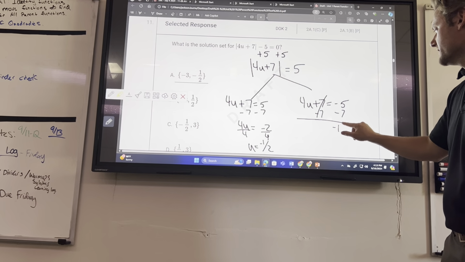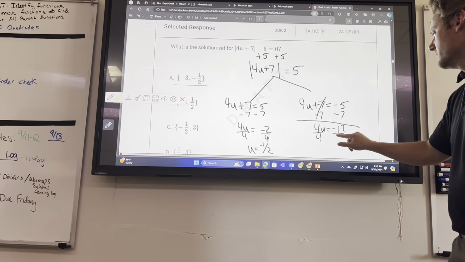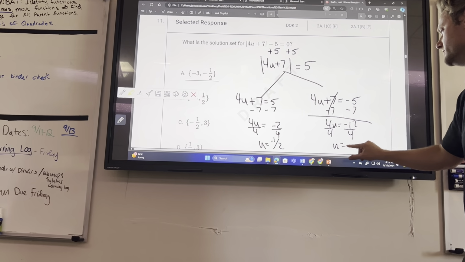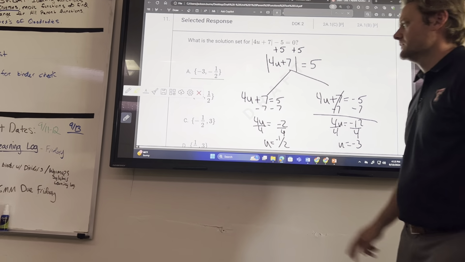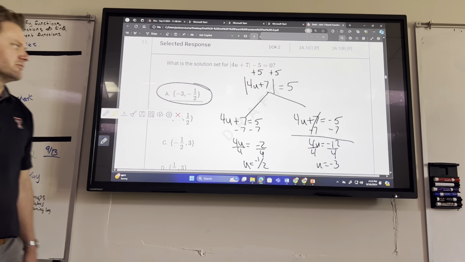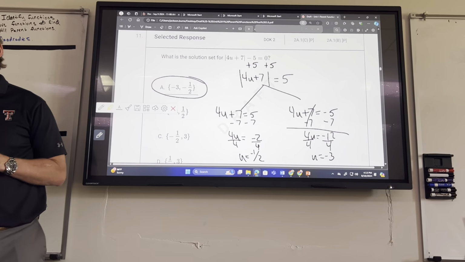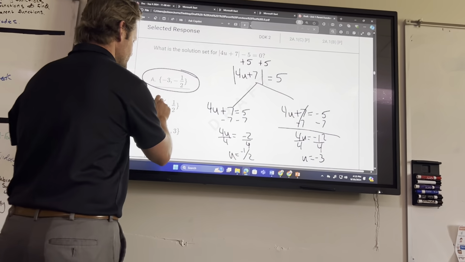-5 minus 7, -12 = 4u. Divide by 4, divide by 4, u = -3. So -3, -1/2. Put the lower number first. Just do it twice. This is actually pretty easy. It's pretty easy now? Good. I like that.